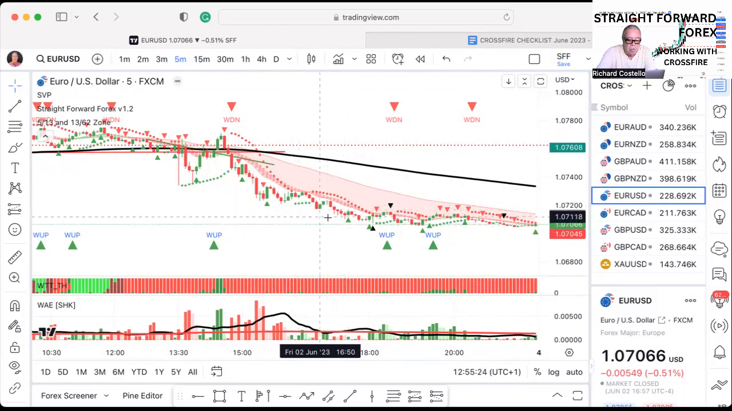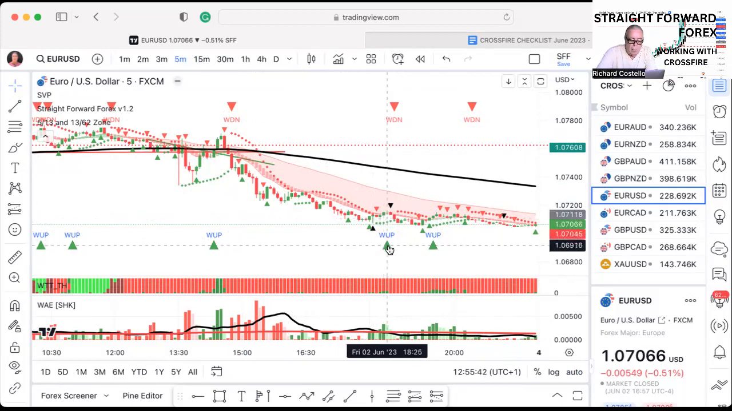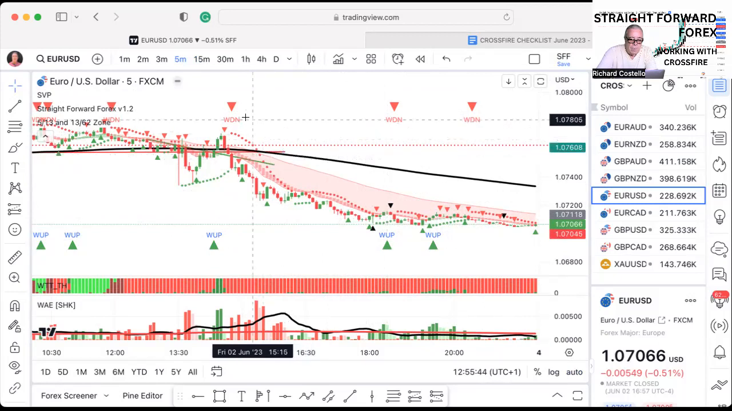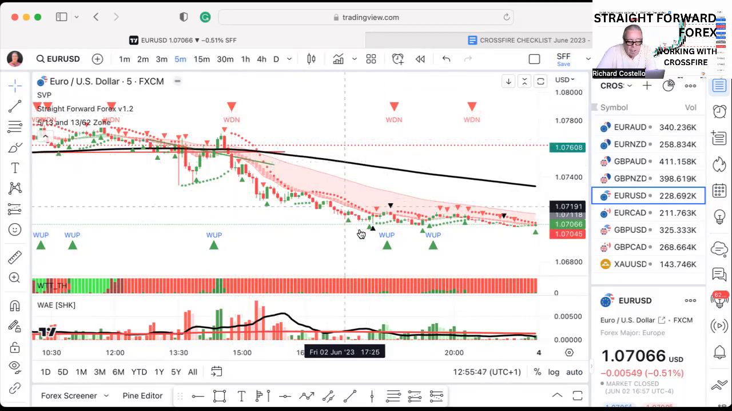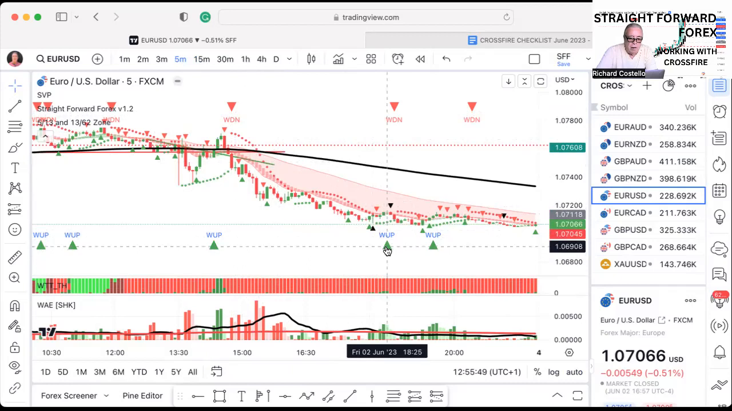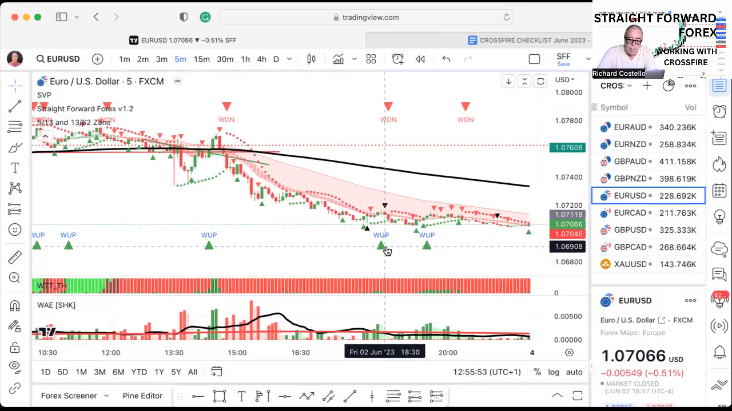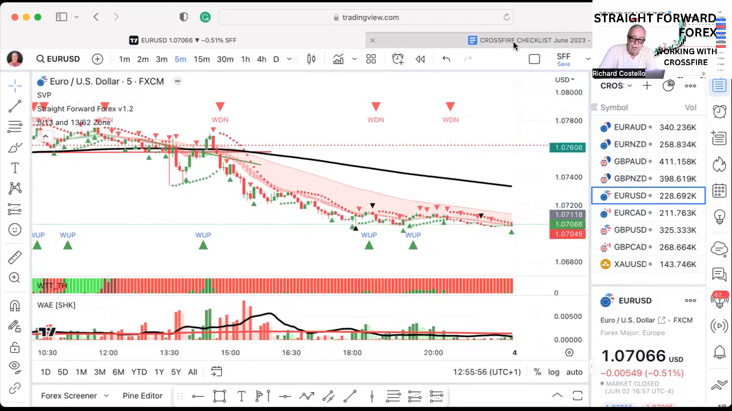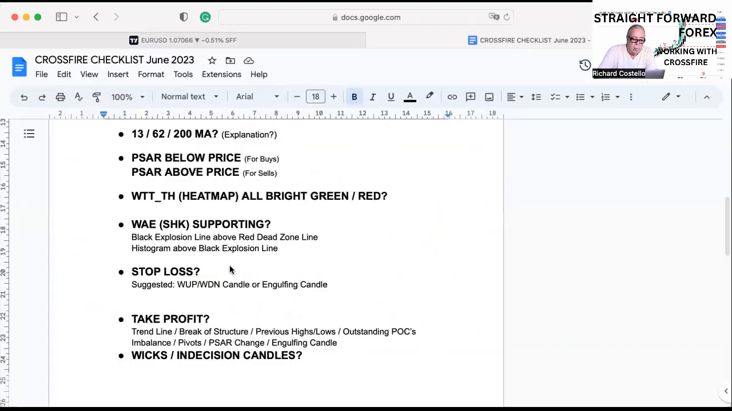If I was sitting watching the trade, I would consider getting out. If I stayed in a bit longer, I would quite definitely get out at the wave up indicator on that candle there. So the wave up is the opposite. If you're in a wave down and then you get into a wave up, that's a good time to take your profit and move on. Let's have a look at what some of the other potential take profits were: trend line, breaker structure, previous high lows, outstanding PCs. Okay, we'll look at those.